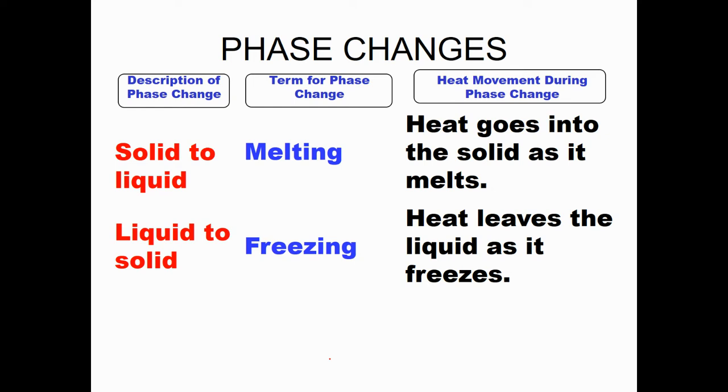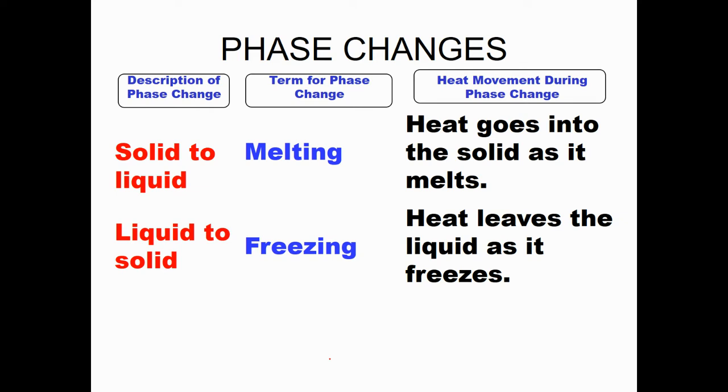So if I go from solid to liquid, I'm melting something. Heat goes into the solid as it melts, all right? And so the solid is absorbing heat from its surroundings. The molecules in the solid are becoming more energetic. They're starting to vibrate faster and faster, and eventually they go from a solid to a liquid. That's melting.